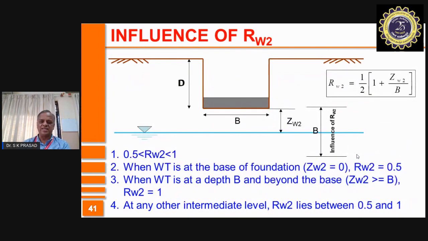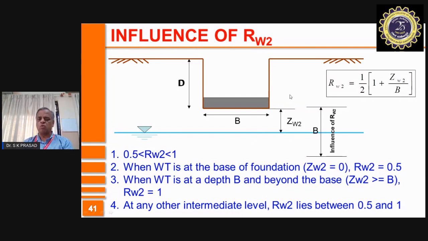Now, let us talk about Rw2. Rw2 is considered in the third term. It is when the groundwater table is between the bottom of the foundation and below that, up to width B.